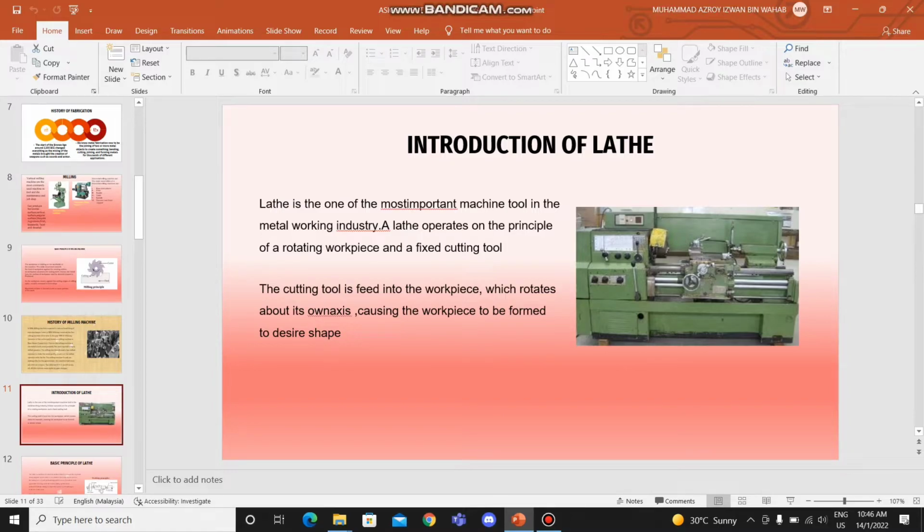Introduction to the lathe. The lathe is one of the most important machine tools in the metalworking industry. A lathe operates on the principle of a rotating workpiece and a fixed cutting tool. The cutting tool is fed into the workpiece, which rotates about its own axis, causing the workpiece to be formed to the desired shape. As you can see, there are examples of the lathe machine.